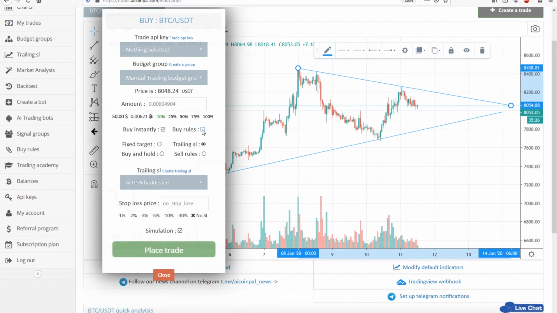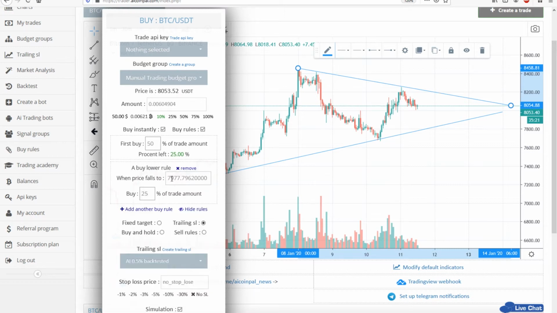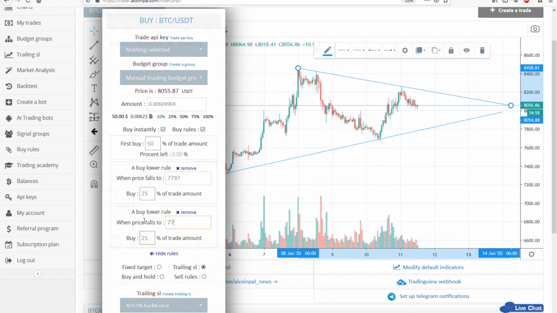We have also buy rules, which allow you to buy in separate levels. Let's say we want to buy 50% instantly and 25% when the price reaches 7797. And what it will do, it will average out your price from these bought levels. And let's say 7700. That's how we set up buy rules if it's necessary.